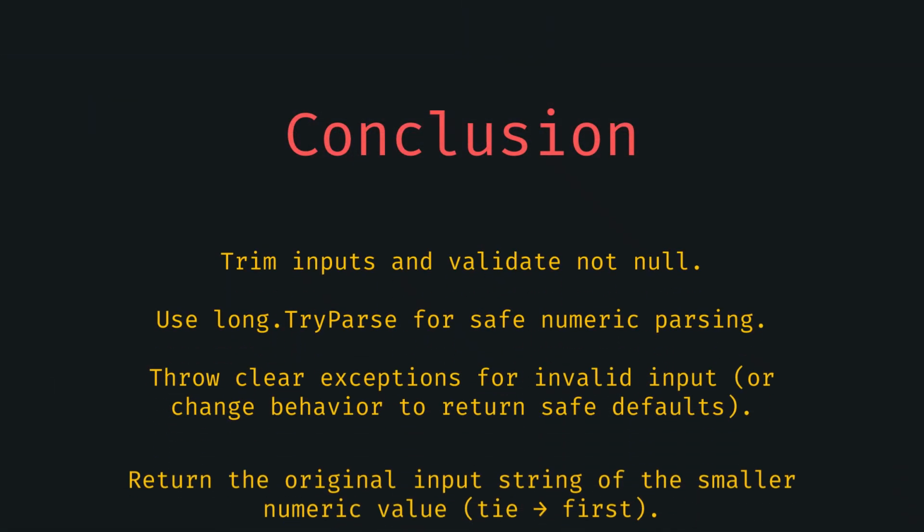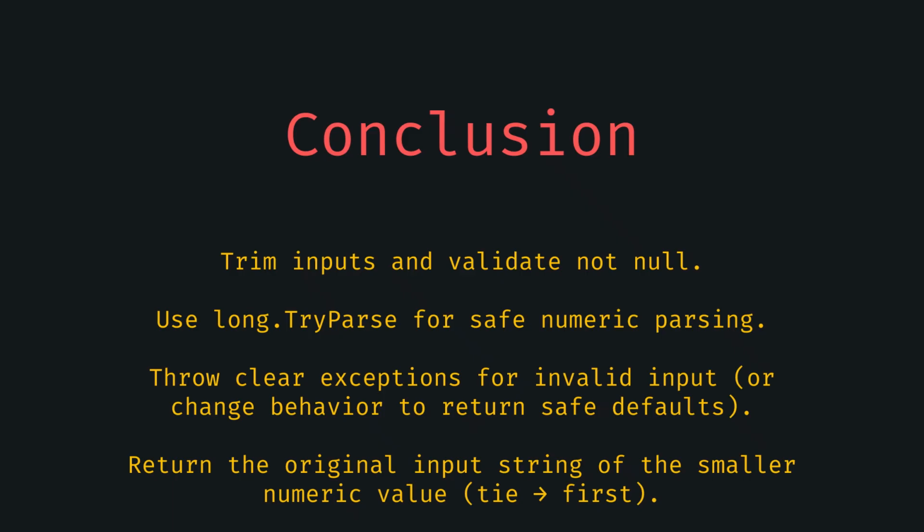So, to wrap up. We built a short, robust helper that compares two numeric strings and returns the smaller one while preserving the original text. Key teaching points: always validate and trim input, parse safely, and pick a clear policy for invalid input and ties. That makes your helper reliable and easy to reuse.